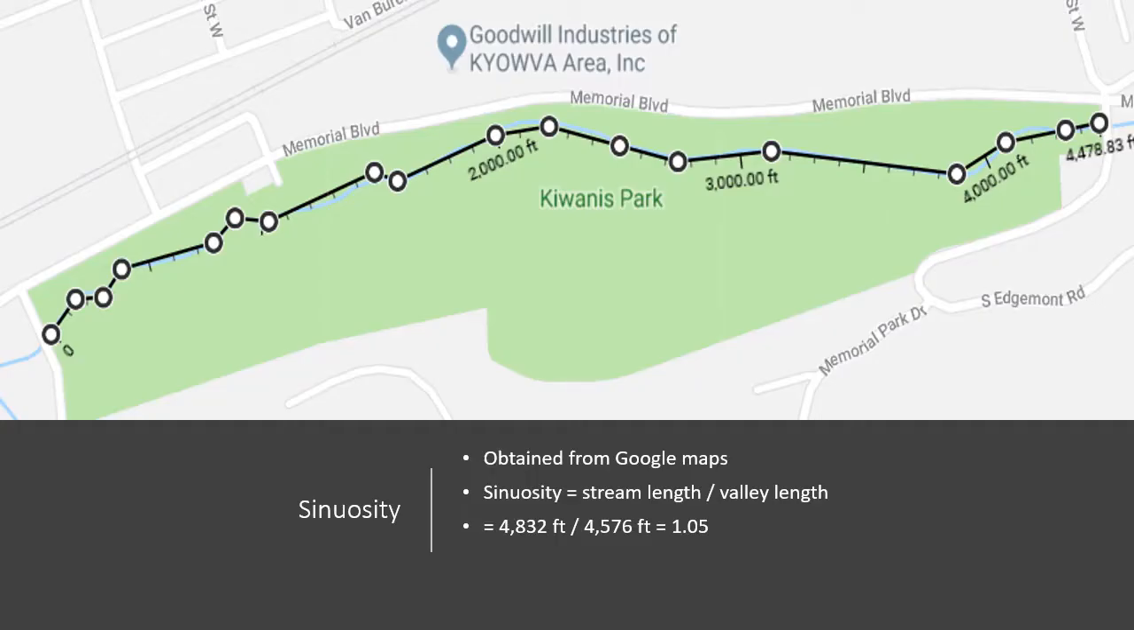This is the specific location of Fourpole Creek that I was studying. It's close to the mouth of Fourpole. It's right on the end of Ritter Park where Kiwanis Park is. This is close to Safety Town if you happen to know where that is. But I used Google Maps to obtain this picture and get a sinuosity, which was 1.05.